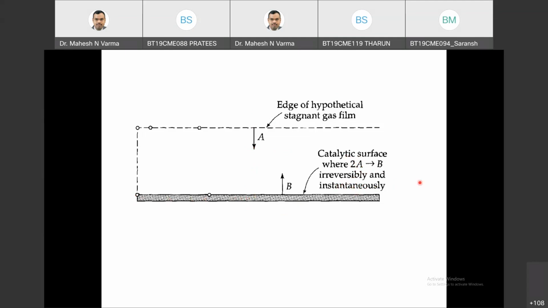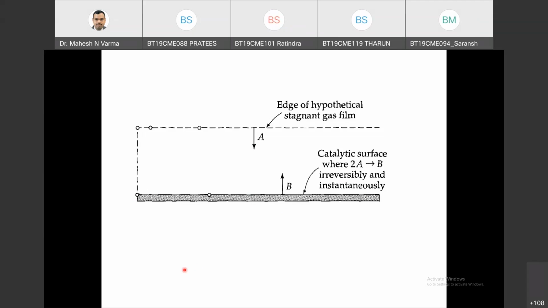Its reaction is instantaneous. Roll number 101, Ritendra Singh. Sir. Hello.